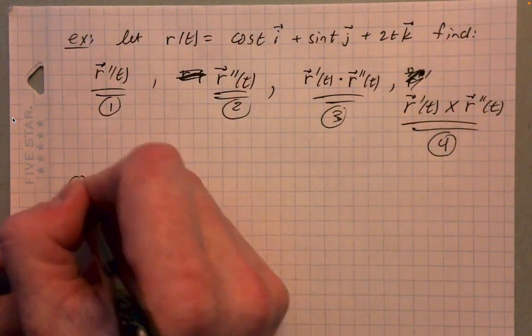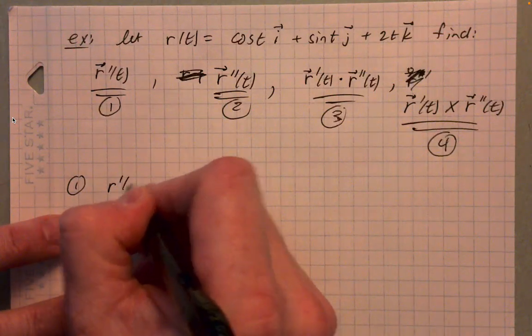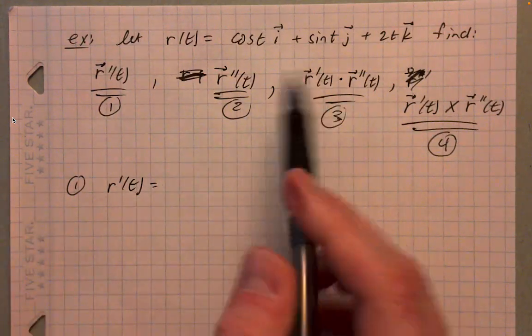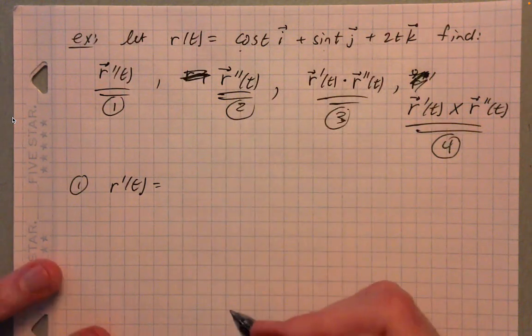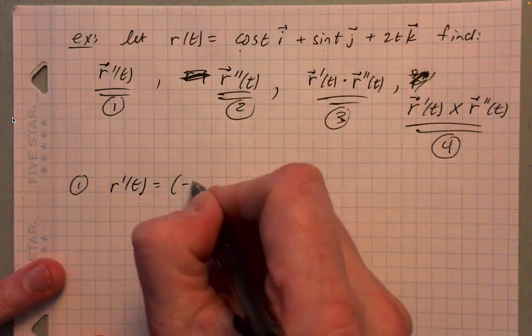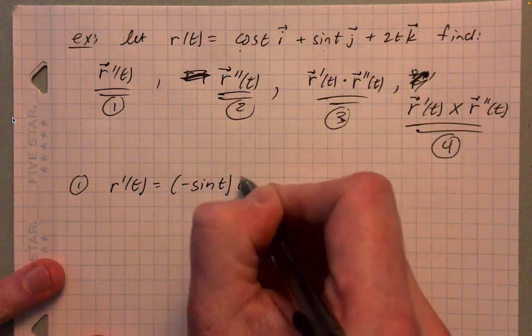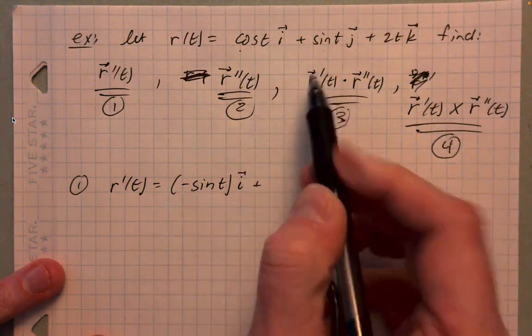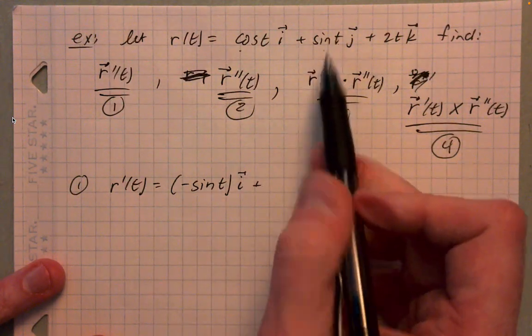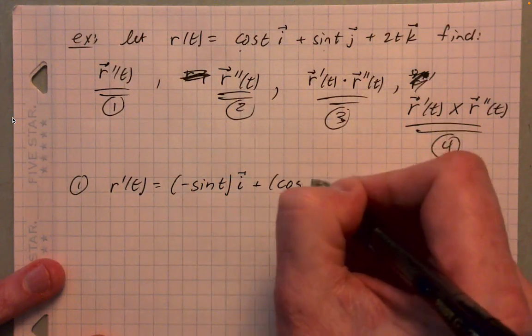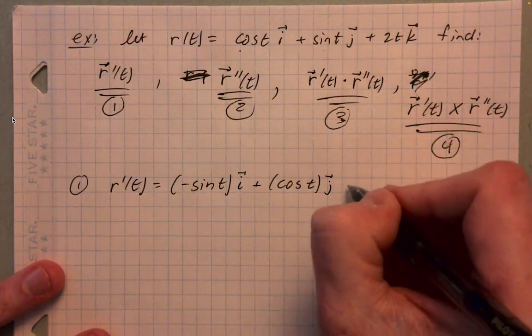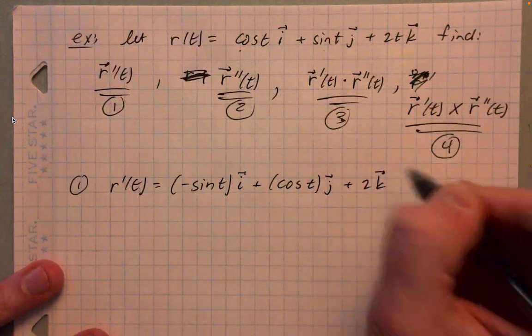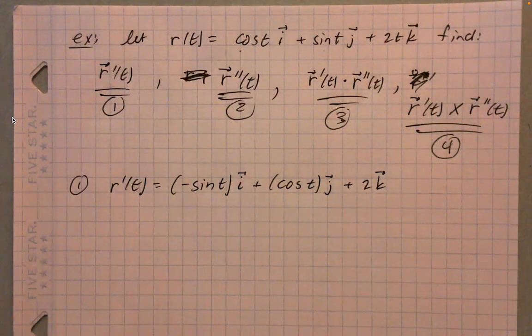All right, so number 1 is r prime of t. Well, that's pretty straightforward, right? You've got cos, sine, and 2t. They don't get much easier than that. So the derivative of cosine is negative sine. And then the derivative of sine is cosine. And then the derivative of 2t is just 2. Okay, all right, so there's that one.